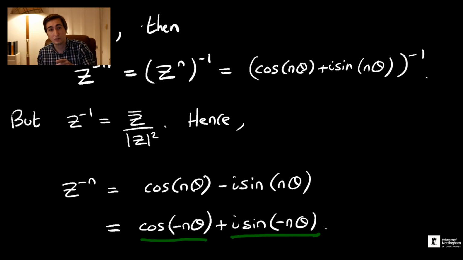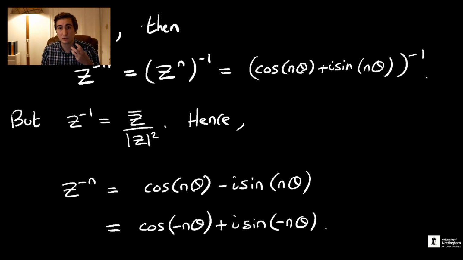So we've shown it for the naturals, we've shown it for the negative integers, and we've shown it for 0, so we're done. We can put our little square box to say that we've finished our proof, and that De Moivre's theorem holds for all n in the integers. So that's our complete proof.